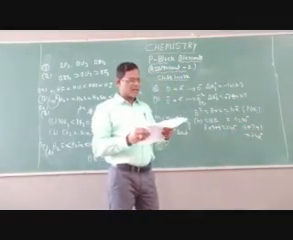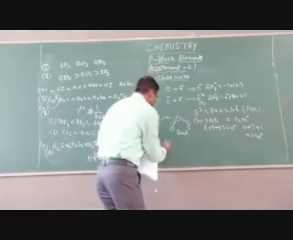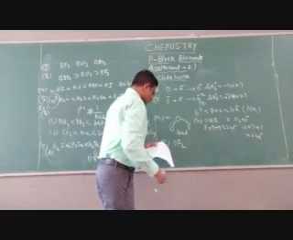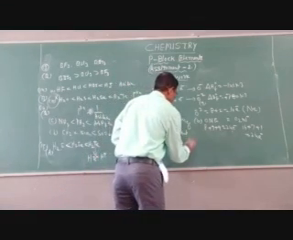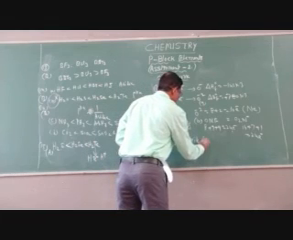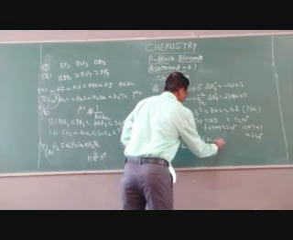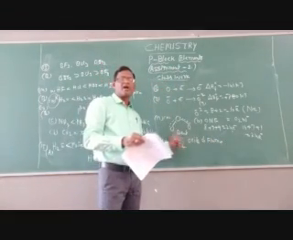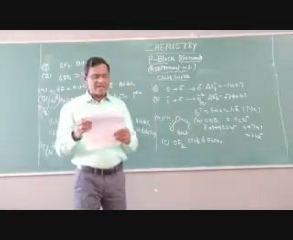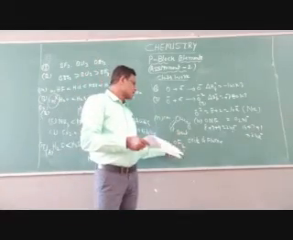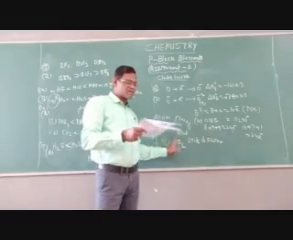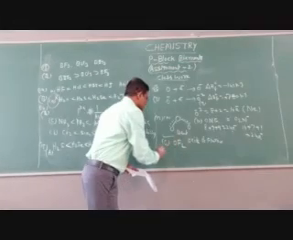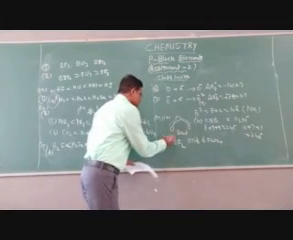This is correct only. But look at the C option. C option is given: OF2 is an oxide of fluorine. This is given as oxide of fluorine. This is called fluorine oxide because fluorine is highly electronegative. That's why it's not an oxide of fluorine. It's called fluorine oxide. That is why this is the correct answer, children. The question is asking the incorrect statement. C is the incorrect statement.